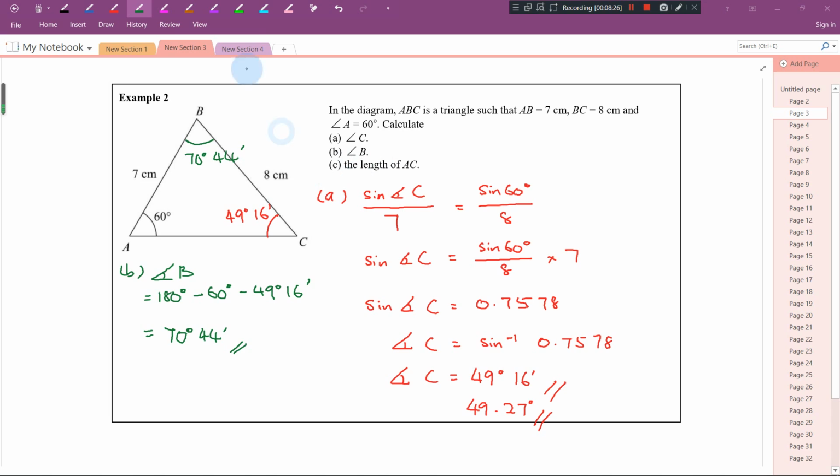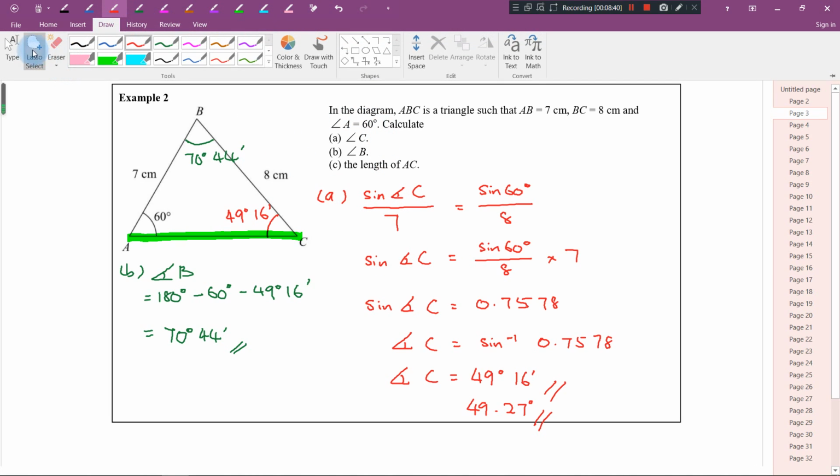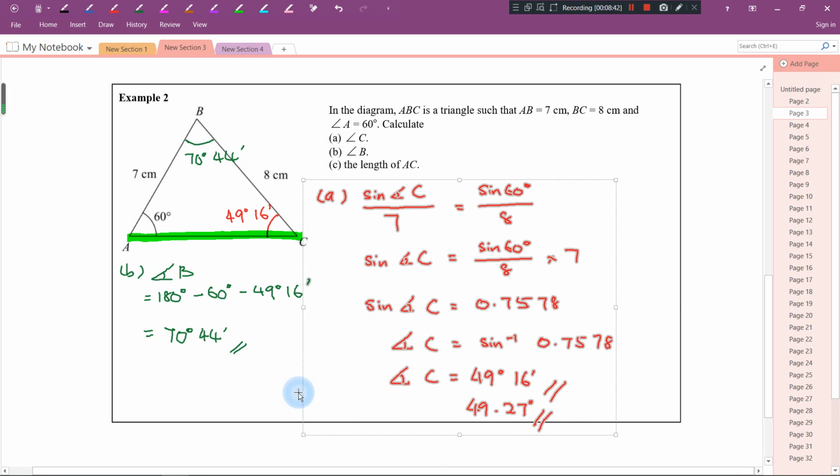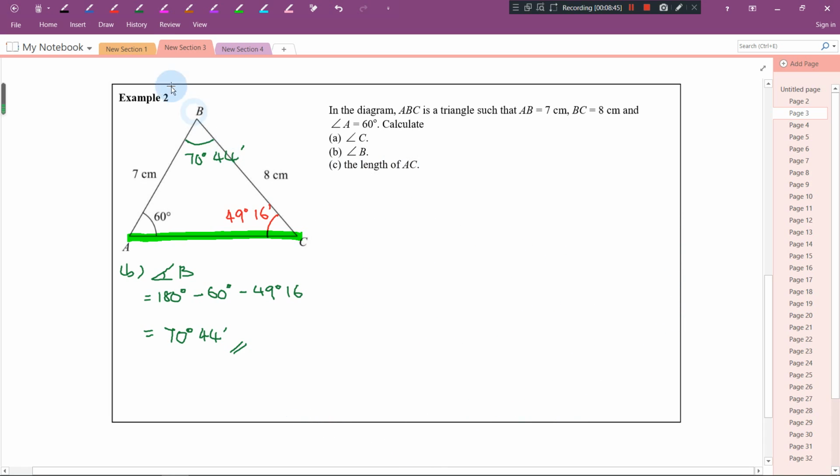Okay, part C, we are looking for the length here. Now we want to find the length of AC. I put AC on the top. Let me erase this one first. I want to find AC, right? I put AC on the top. AC divided by sine 70 degrees 44 minutes.